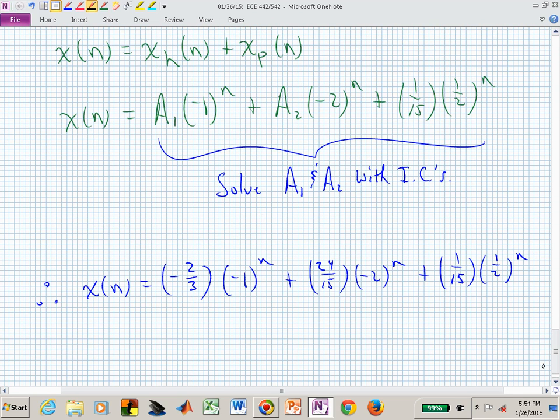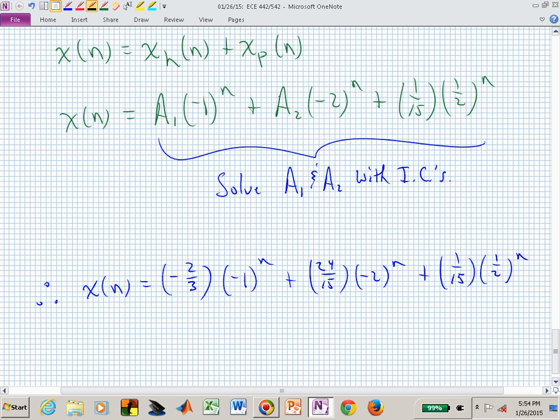Is it clear how that would be found if we don't spend time doing that? You now might have x at time 0 given some value, x at time minus 1 might be given some value. You can now plug those values for little n into that expression. You have the value for x at those particular values of the time little n. The only unknowns are a1 and a2. You have two equations and two unknowns. You can solve those, and hopefully you obtain minus 2/3 and 24 over 15.